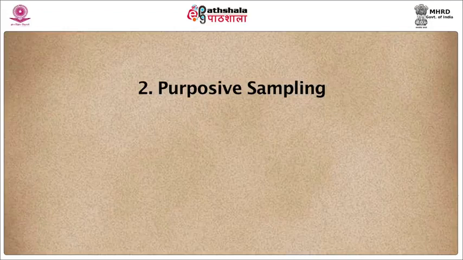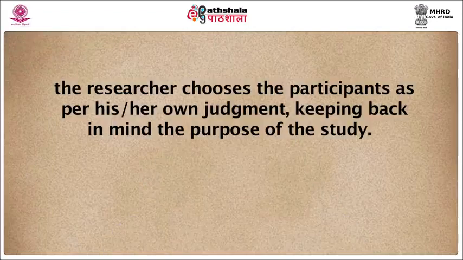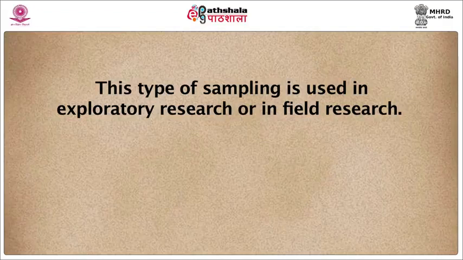Two, purposive sampling. In this type of sampling, the researcher chooses the participants as per his/her own judgment, keeping in mind the purpose of the study. It uses the judgment of an expert in selecting cases, or it selects cases with a specific purpose in mind. This type of sampling is used in exploratory research or in field research.